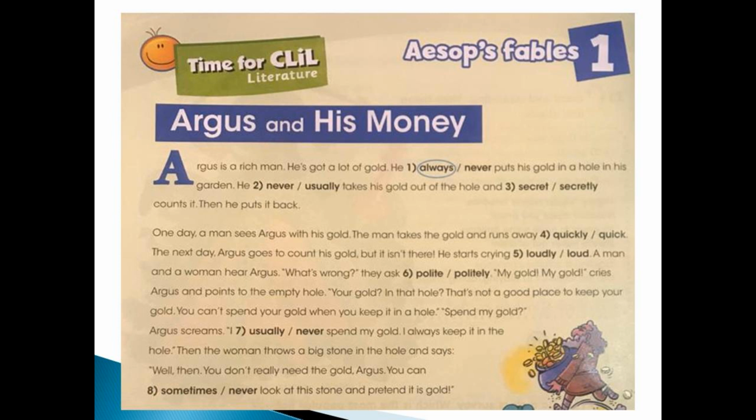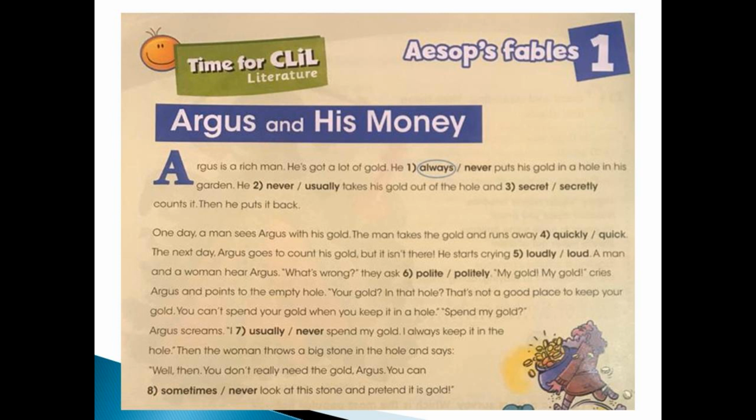A man and a woman hear Argus. "What's wrong?" they ask politely. "My gold! My gold!" cries Argus and points to the empty hole. "Your gold? In that hole? That's not a good place to keep your gold. You can't spend your gold when you keep it in a hole."